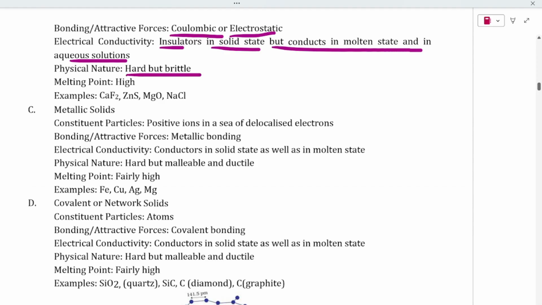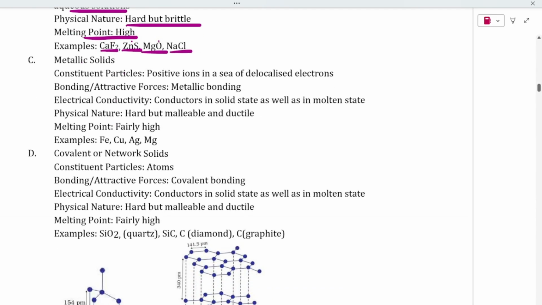Ionic solids are hard in physical nature, but they are brittle. The melting point is high. Examples are CaF2, ZnS, MgO and NaCl: sodium chloride, magnesium oxide and zinc sulfide. Ca means calcium, F means fluorine, as you all know.